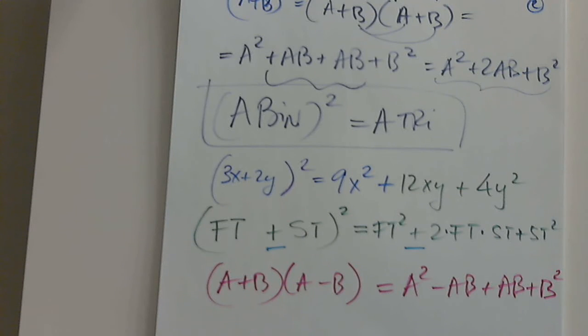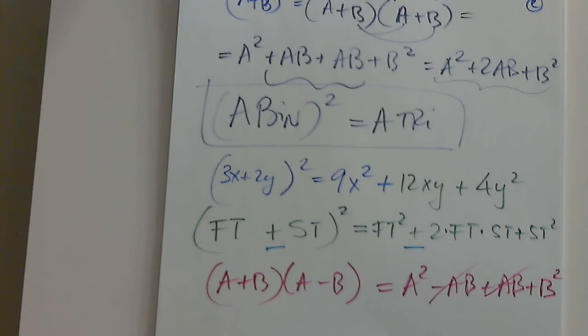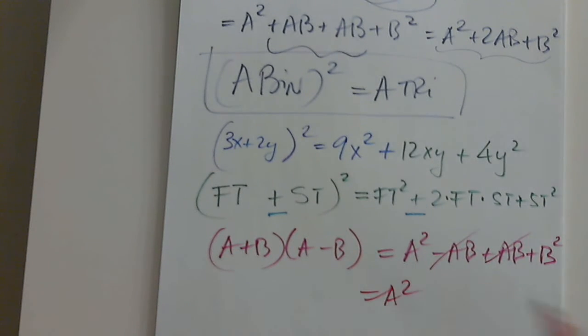But this time something nice happens here. What is it? The AB term disappears. Correct. This is the difference of squares. Sorry, I should have written minus, but by mistake I wrote plus. Sorry. This is a difference of squares.